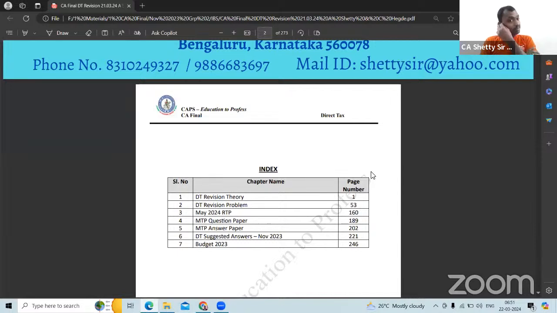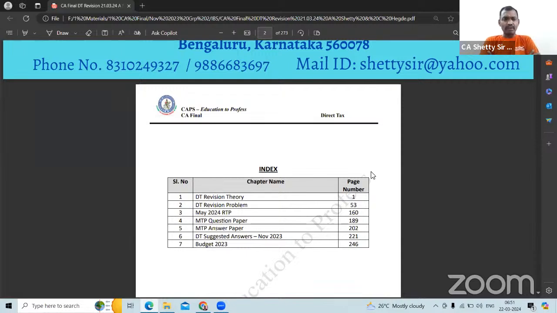Then the DT revision problem set is a compilation of old questions. Around 90 to 95% of the answers are as per the latest amendment. There is a 5% disclaimer. Even after I got it verified, some questions are still lifted from the old questions, and as you know, in DT amendments happen, so in 5% there may be some old law.